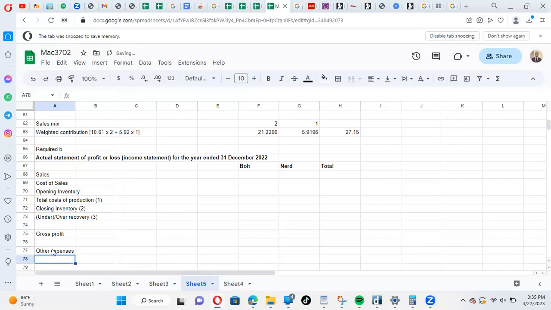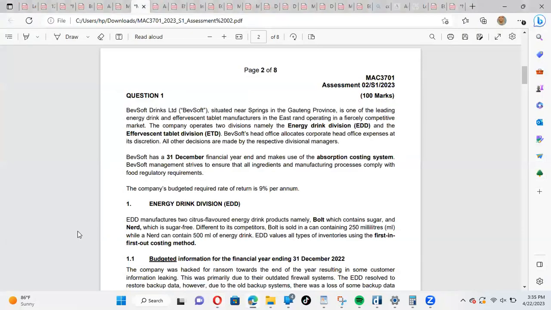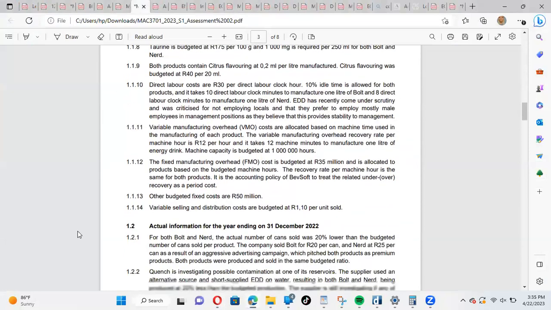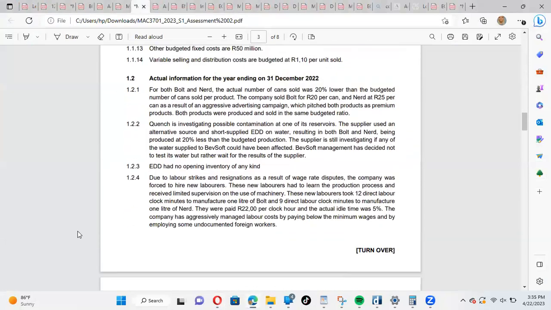Other expenses. So this will obviously include, we'll see, selling and distribution. But let's work it out now. We are going on the actual information, ne? Which is right here.